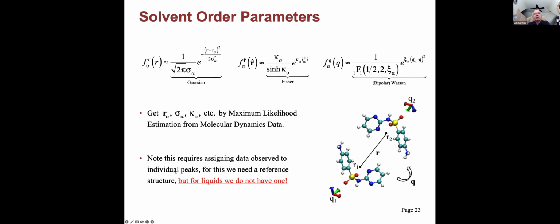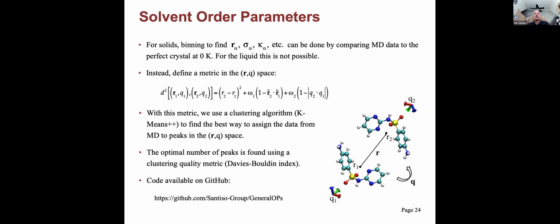So the way we ended up figuring that out is we take the entire molecular dynamics simulation, we collect all the data, and then we define a metric in this space of distance, boundary orientation, relative orientations, and we use it to do clustering in that space to find what is the best way to separate the data observed in the MD simulation into peaks. Okay, so that's what we do here.